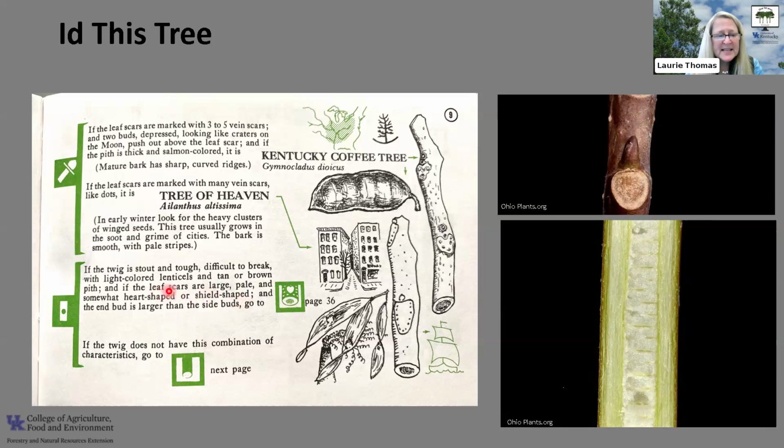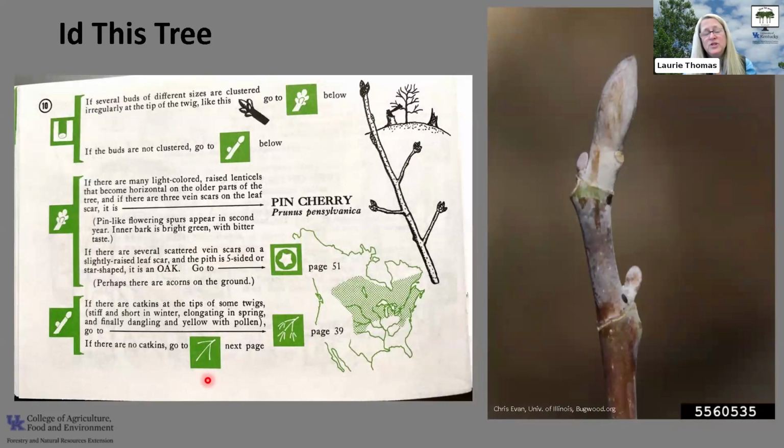And then it asks if the leaf scars are large, pale, and somewhat heart-shaped or shield-shaped. And the end bud, which we saw was larger than our side buds, but this is not a heart-shaped leaf scar. And we know our pith is not brown or tan. So we know our twig does not have this combination of characteristics. So we're going to look for this symbol. It looks like just a plain little twig over on the next page.